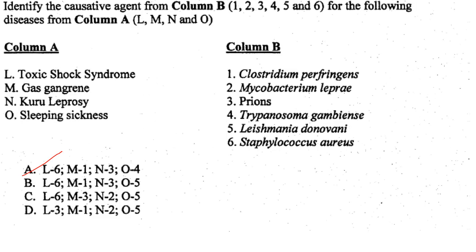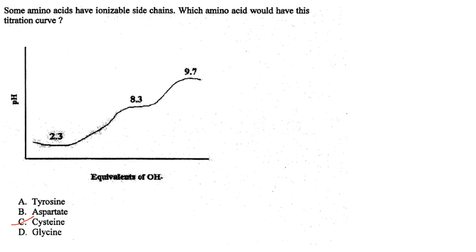Then next one. Identify the causative agent from column B for the following diseases from column A. So toxic shock syndrome, it is caused by Staphylococcus aureus, L6. Then next one, gas gangrene, it is caused by Clostridium perfringens. And Kuru, it is caused by prions, that is option 3. And sleeping sickness is caused by Trypanosoma gambiense. So answer is option A, L6, M1, N3, O4.